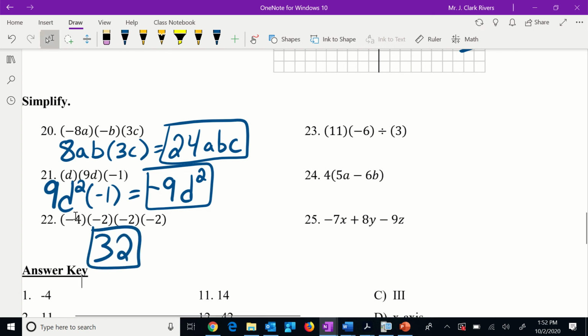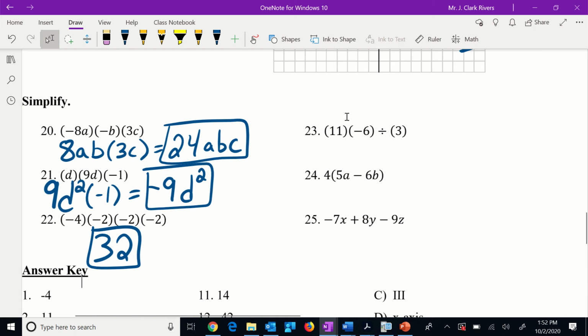Again, how did I do that? I mean, you could show all the work if you wanted to. I'm just showing you a shortcut for this. We know there's 4 negatives. They're all being multiplied, so you know that with an even number of negative signs, the product has to be positive. 4 times 2 is 8. 8 times 2 is 16. 16 times 2 is 32.